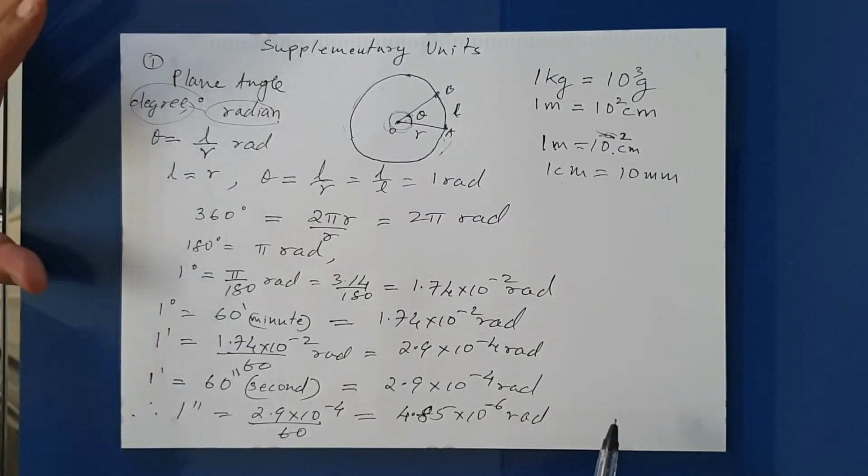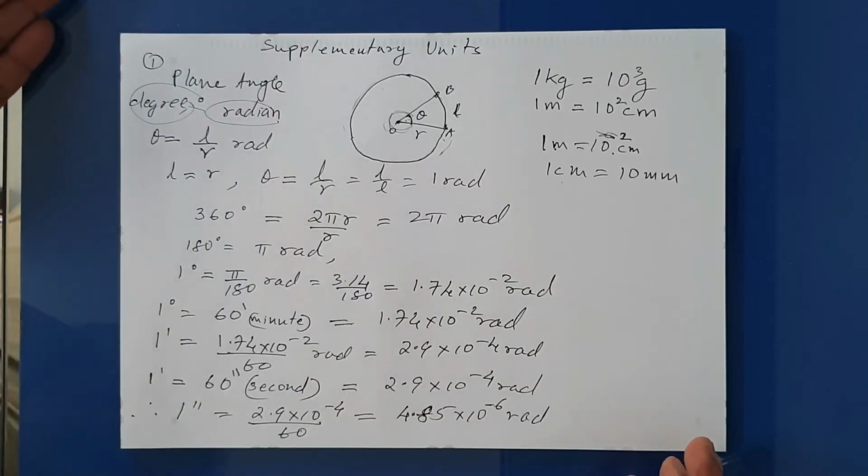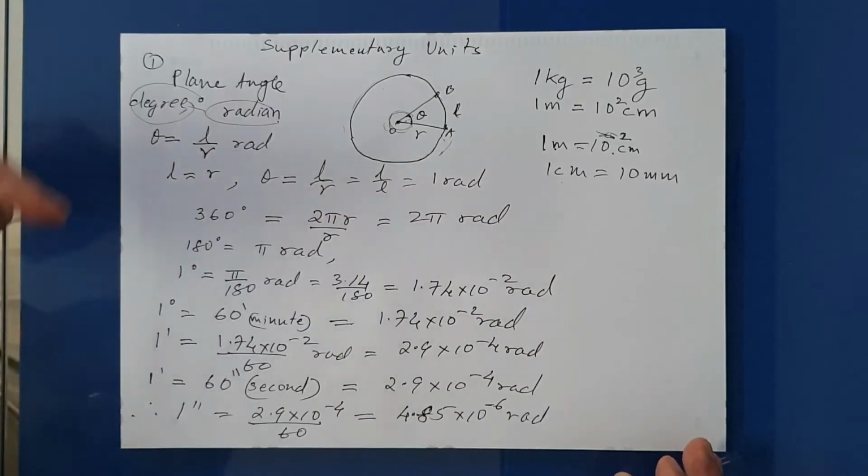So we discussed the first supplementary unit in SI. We have one more supplementary unit, the unit of solid angle. We'll discuss that in the next video.